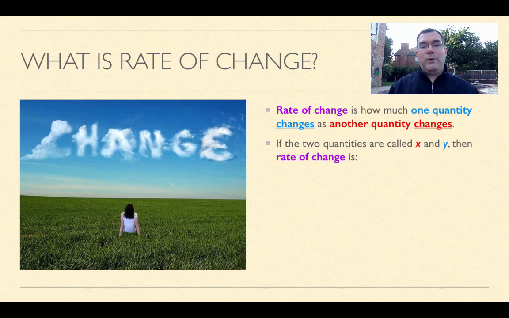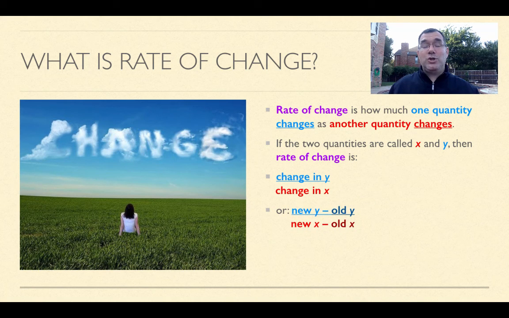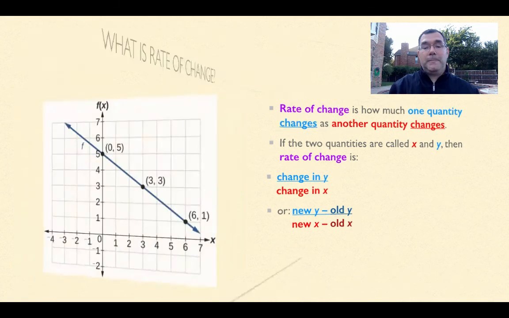Okay, so if we call those two quantities x and y, then rate of change is the change in y divided by the change in x. So how quickly is y changing as x changes? Okay, and if we have two x's and two y's, that would really help. I can call one of the y's the new y and the other one the old y. I can call the two x's the new x and the old x. And using those four numbers, I can figure out how quickly a line is changing, how quickly the variables are changing in relation to each other.